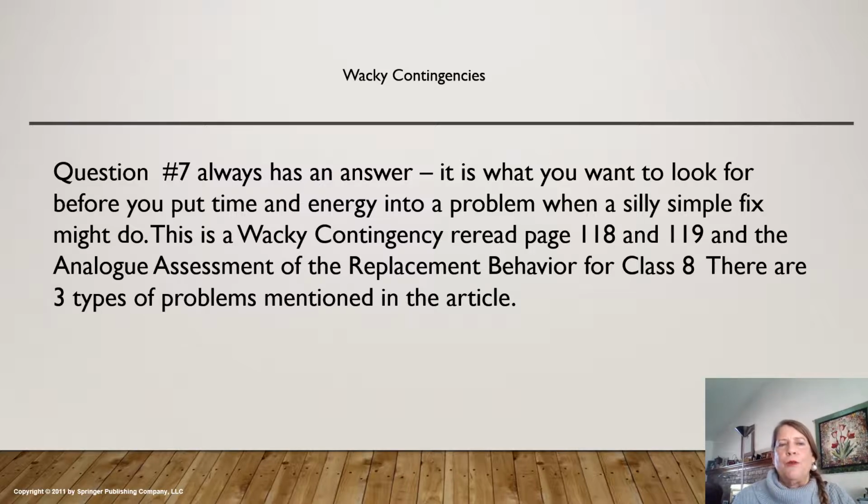So I want to go through the 3 types of problems that you may encounter that you should try to rule out before you even go into a lot of assessment of the problem with the child. If you can find one of these wacky contingencies, then there's no reason to waste time and effort on a problem behavior when simply counseling someone about how they can intervene in a different way would be very helpful to you. So I want to go through what they pointed out in the reading called Analog Assessment of Replacement Behavior. This was for your class 8, and if you have not read that article, please go back and do it now so that you'll be prepared for your own PMP.